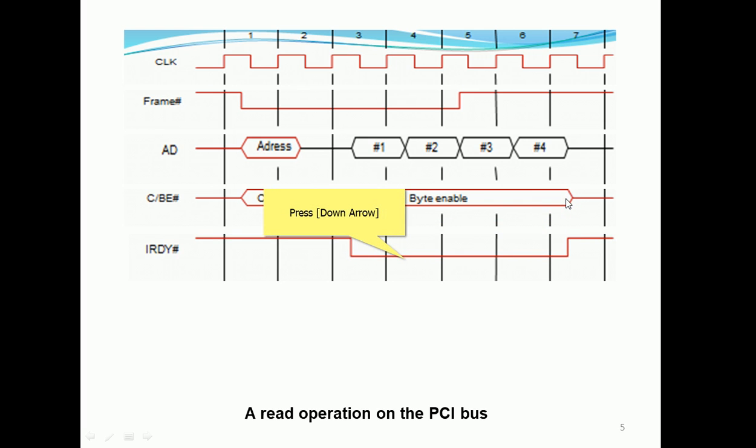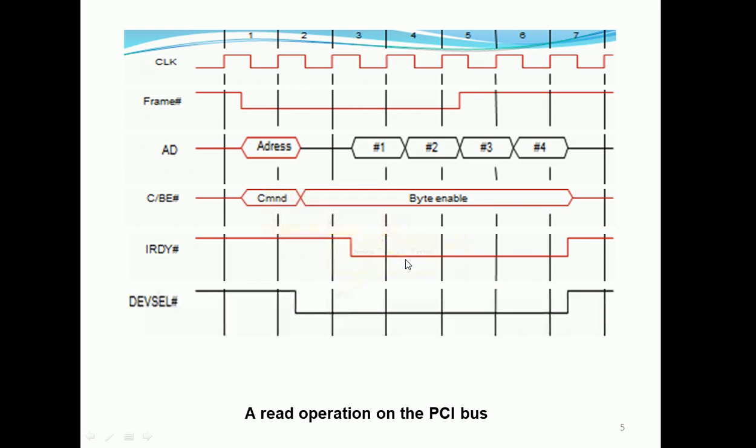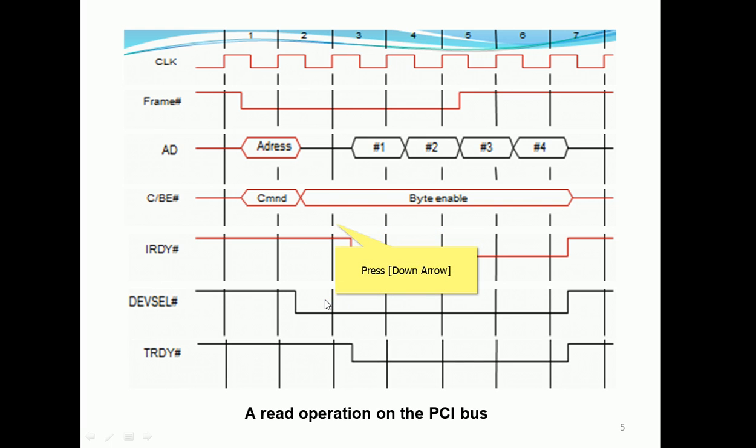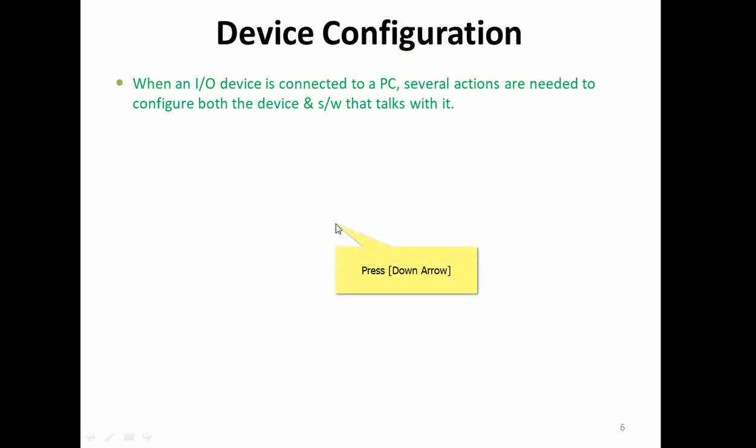So after the end of the 2nd clock pulse, the initiator is ready. We also have device select ready by the beginning of the 2nd clock pulse. The target is ready as soon as the initiator is ready. So this kind of configuration will be happening for the PCI bus.